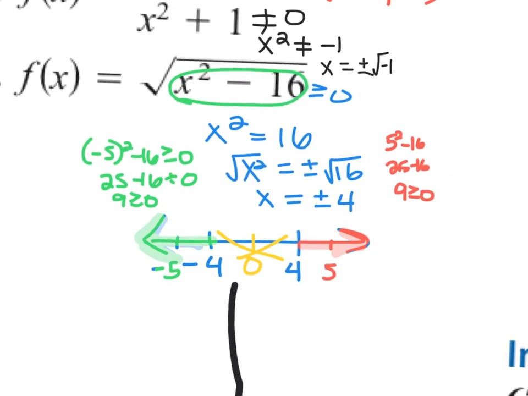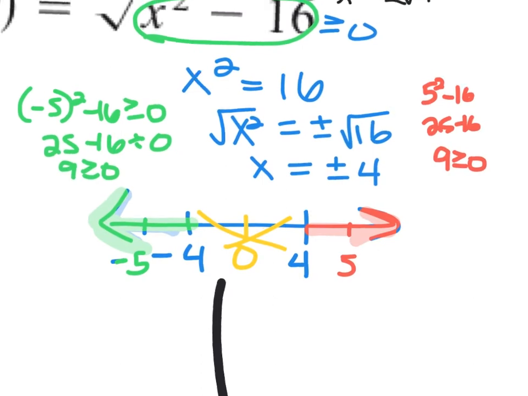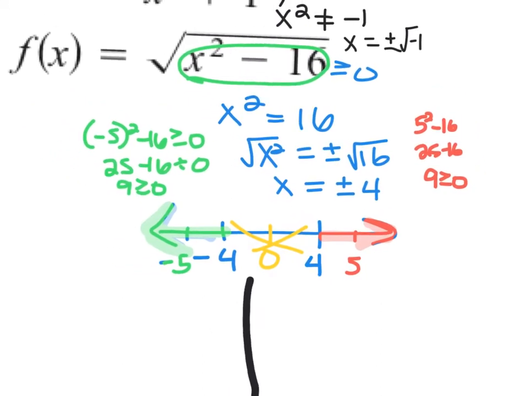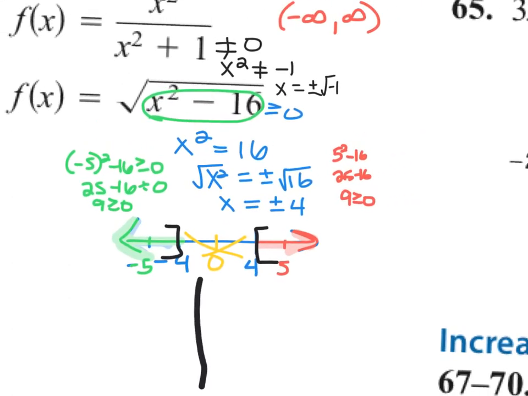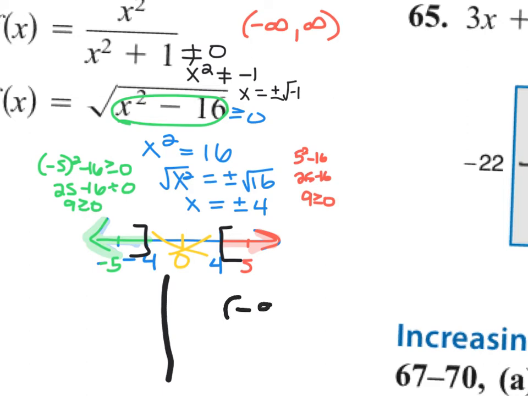And that section works as well. So because this is a greater than or equal to, what kind of brackets or parentheses go on the -4? Brackets. So it's like this and like this. So my domain goes -infinity to -4, union 4 to +infinity.